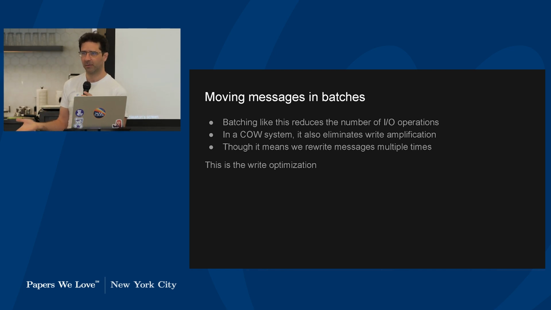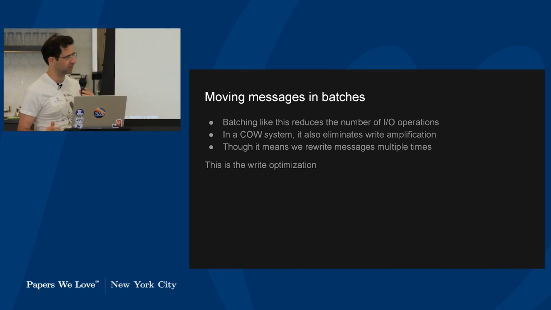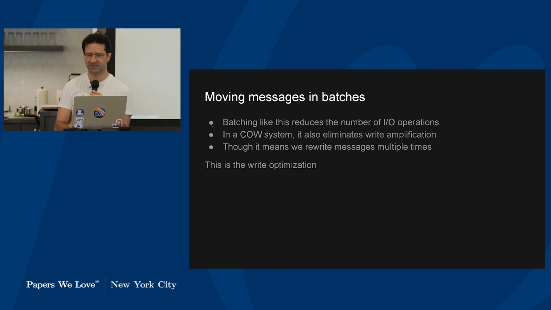So you can reduce the amount of write amplification by an order of magnitude. The downside is that you rewrite messages multiple times as you copy them down the tree. Turns out that in practice, this isn't really a problem. So that's the write optimization that we're talking about when we talk about a write optimized data structure.